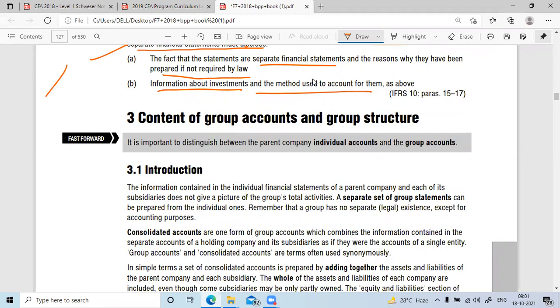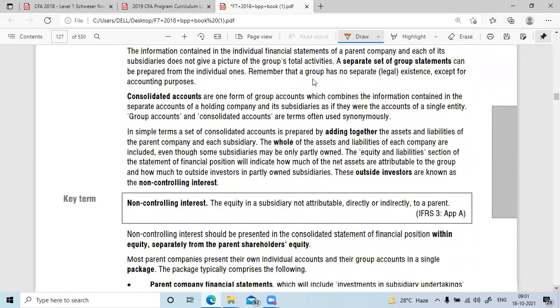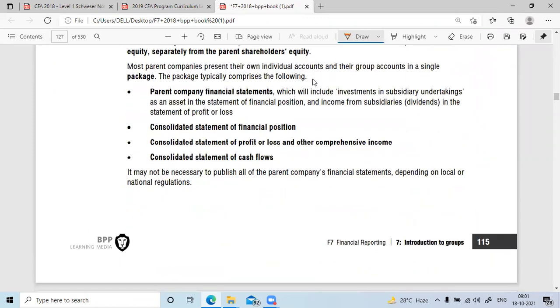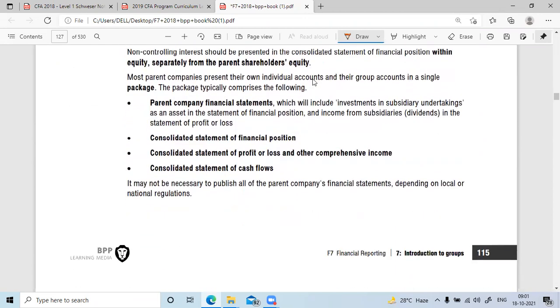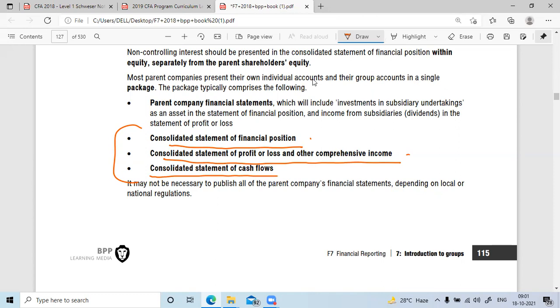next point we are going to discuss is content of group accounts and group structure. See, when you go for consolidation, the parent has to prepare all the statements. What are they? Consolidated statement of financial position, consolidated statement of profit or loss and other comprehensive income, consolidated statement of cash flows. These three they have to prepare. So we will definitely study the financial position afterwards.